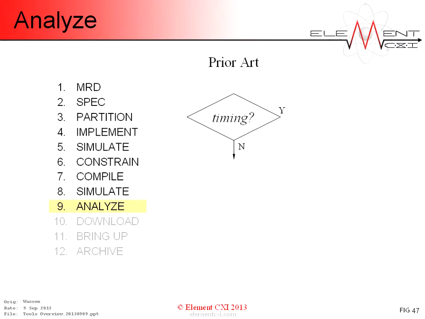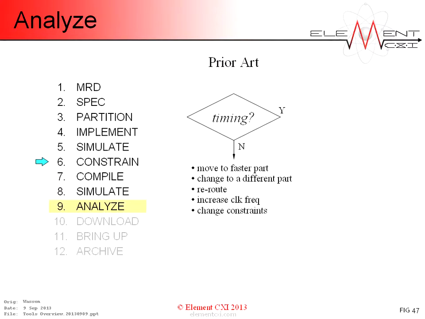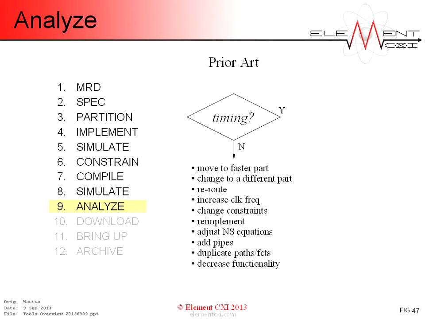Mitigations for this class include move to a faster part, more expensive and more power, choose a different part with more route resources, reroute with some new magic seed if you believe in magic, increase the clock frequency, not always an option and takes more power, change constraints, relax some, tighten some, relocate others, re-implement, use faster library components, adjust next state equations, move late signals forward, add pipes, and some software like DSP Builder does this, duplicate paths and functions, try to defeat the smart compilers that recognize and delete that redundancy, or decrease functionality, repartition the part.